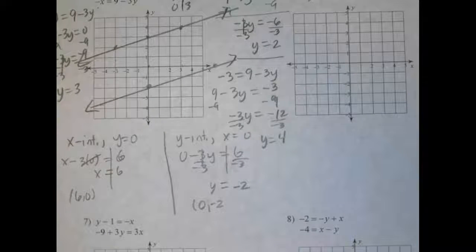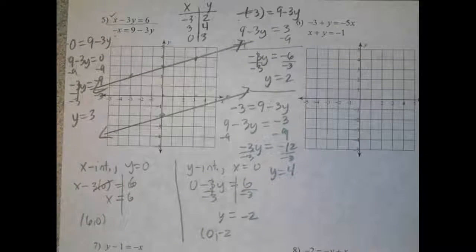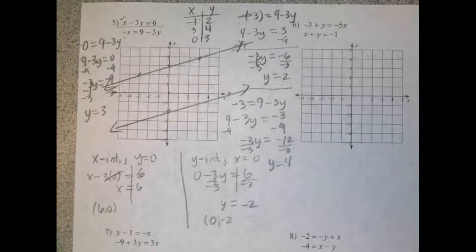They're not identical because they're not on top of each other. What would we call them? What mathematical term can I use to describe these lines? Say it again. They are parallel. Will they ever touch? No. Parallel lines will never touch. They will go on for infinity without crossing each other.